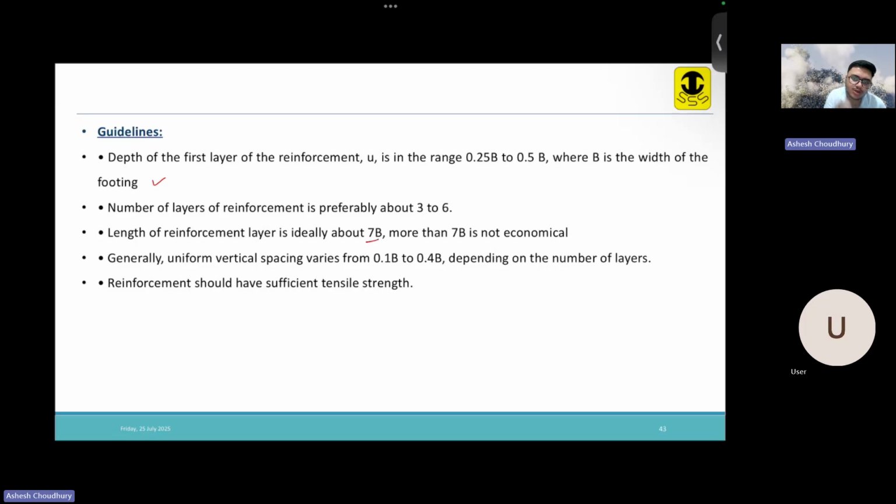So these are some of the general guidelines that you should follow. U should be in the range of 0.25B to 0.5B. Number of reinforcement layers should be about 3 to 6. Length of reinforcement layer is ideally about 7B. More than 7B is not economical, and generally uniform vertical spacing is 0.1B to 0.4B depending on the number of layers, and the reinforcement should have sufficient tensile strength.